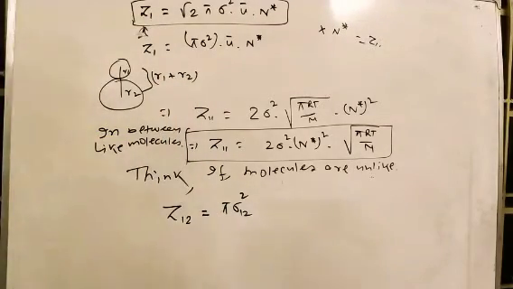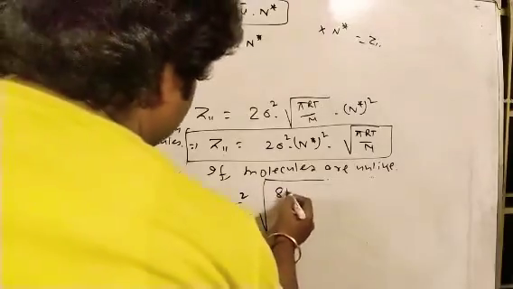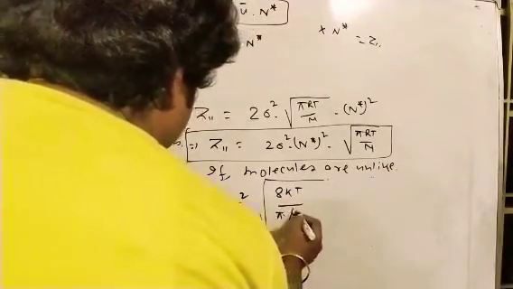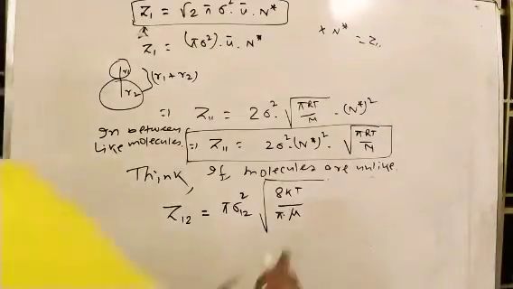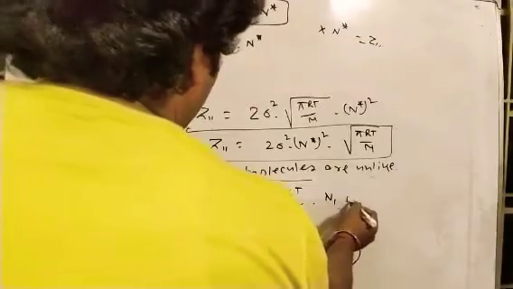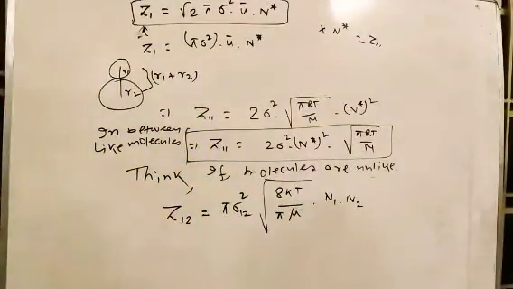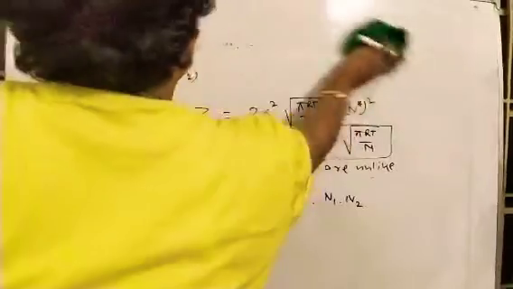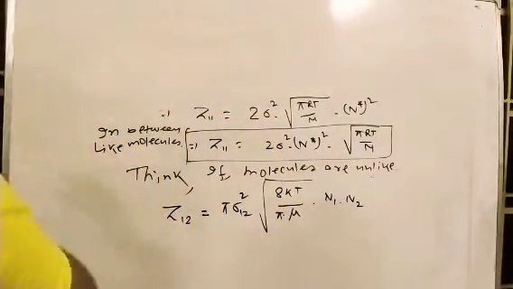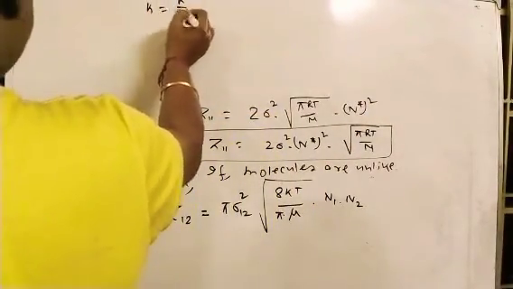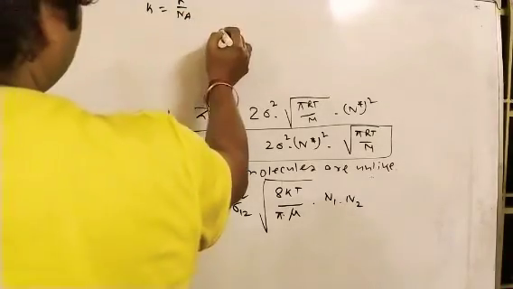Clear? Then we generally use the formula root over 8RT by pi m, but here we will use 8kT by pi into mu. First you understand the formula. Why is this so? The multiplication will be N1 into N2. Here two different entities are there. Different molecules are there. They will not be the same. So it will be N1 into N2. Now the question is, where from did we get this? So what is k? k is the Boltzmann constant. So k equals R by Na. You all know that. And what is mu?